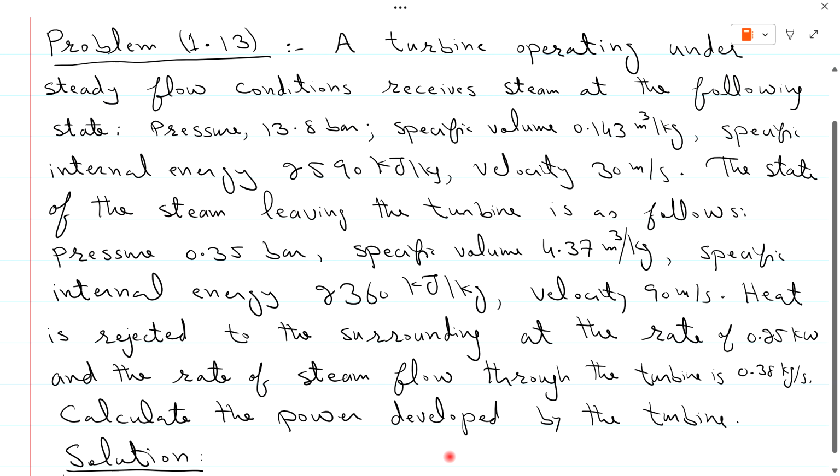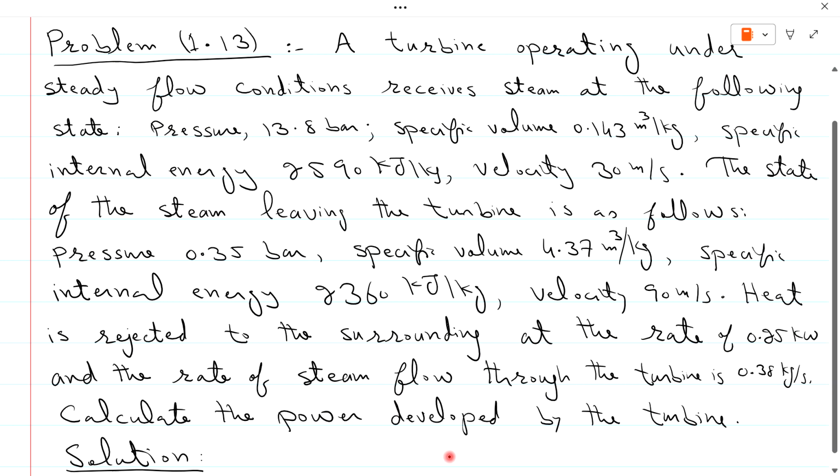In this lecture, we are solving problem 1.13. A turbine operating under steady flow condition receives steam at the following state. These are the inlet to the turbine state: initial pressure 13.8 bar, initial volume 0.143 meter cube per kg, initial specific internal energy 2590 kilojoule per kg, initial velocity 30 meter per second. These are the initial conditions.